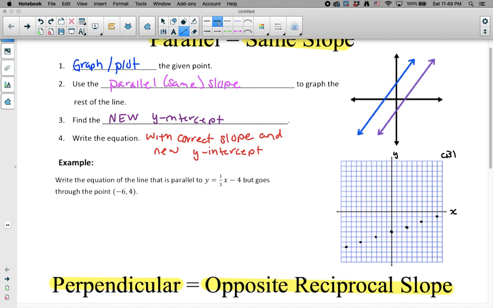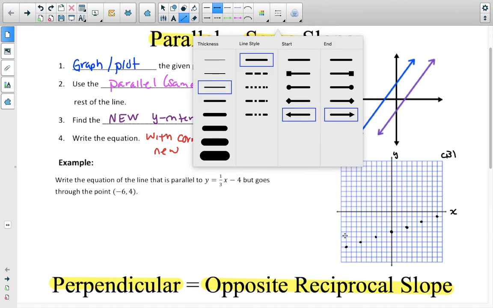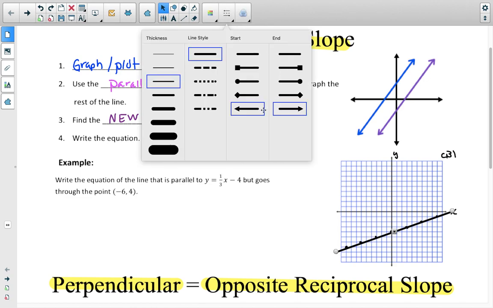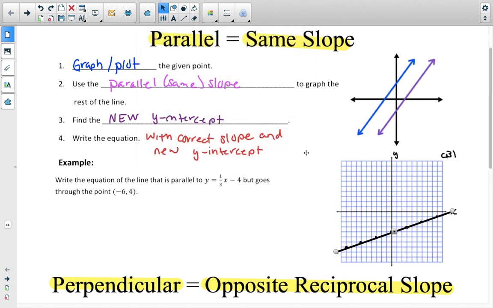I'm going to have that with arrows on it. Don't know why that didn't. It's supposed to have arrows on it. I'm not really sure why it doesn't. There it goes.